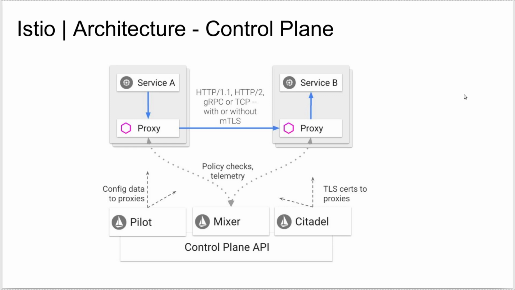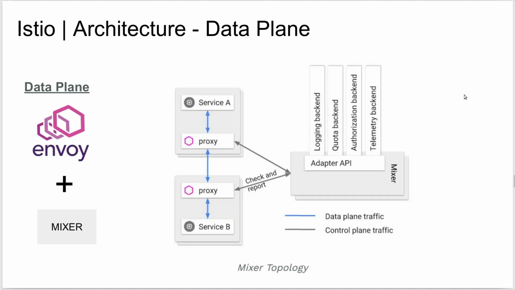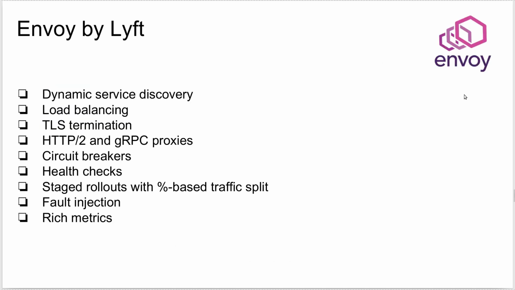So that's kind of the overview of the control plane. And then we have the data plane, which pretty much is a mix of Envoy and the Mixer. For each service, there's a sidecar running an Envoy proxy, and then these Envoys talk to the Mixer, and do logging, quota, authorization, telemetry, and so on. So there's communication between the services and communication with the Mixer, and that's the data plane.